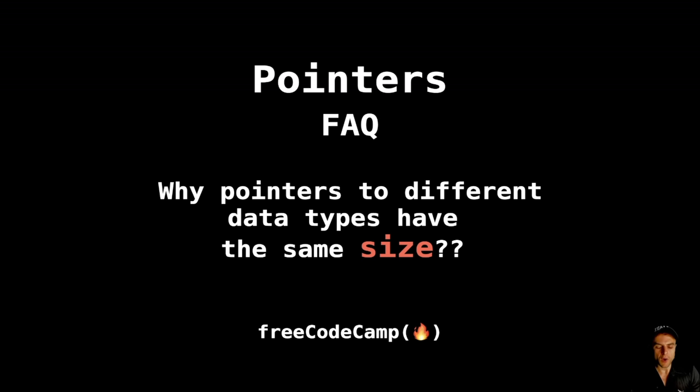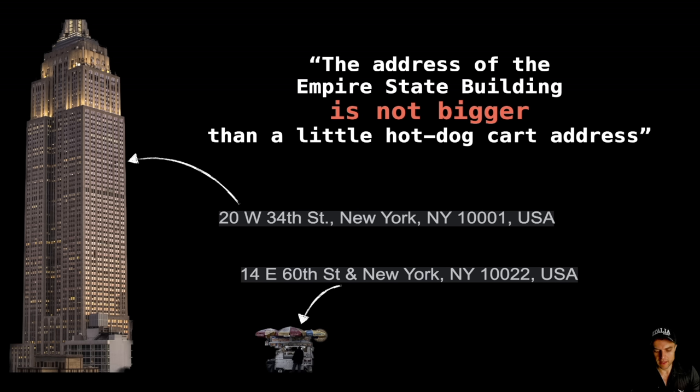Other question: why do pointers to different data types have the same size? This is a good question, right? Now, I'm going to propose to you a little parallel, which is illuminating, in my opinion. If you want to search the address of, I don't know, the Empire State Building, or if you want to search the address of a random dude selling hot dogs at Central Park, are you going to get a bigger address if you want to go to the Empire State Building, given that this is much, much bigger than the hot dog cart?